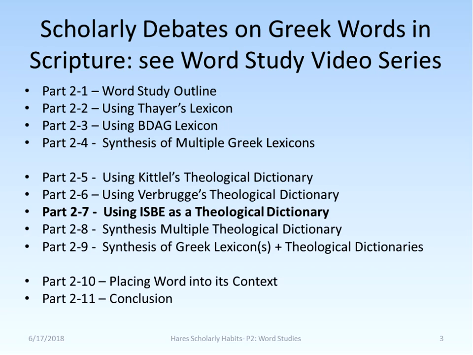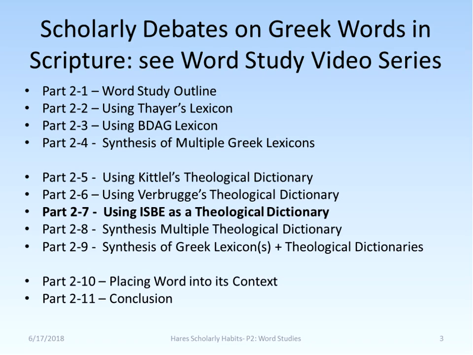Now, in this debate, they have an outline of what you should discuss. You should look at lexicons, and we examined how we looked at Thayer's, the BDAG lexicons, and how we synthesized these multiple lexicons into a nice coherent summary of what it means. Then we looked at Kittel's Theological Dictionary. I have a printout of that you can study, and Verbrugge's Theological Dictionary.